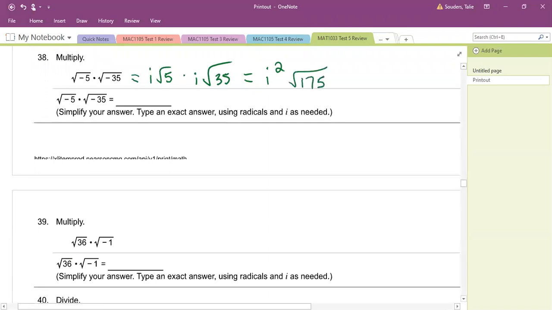Now we still have more work to do. What does i squared equal? Negative 1. Negative 1, good, because i is the square root of negative 1. You can think about it: if you square both sides, that means i squared equals negative 1. So now you have a negative on the outside. You don't need to write the 1. And then let's break down the 175. What's the largest perfect square that goes into 175? 25. 25 times what? 7. Good. So then what is the square root of 25? 5. So the final answer would be negative 5 times the square root of 7.